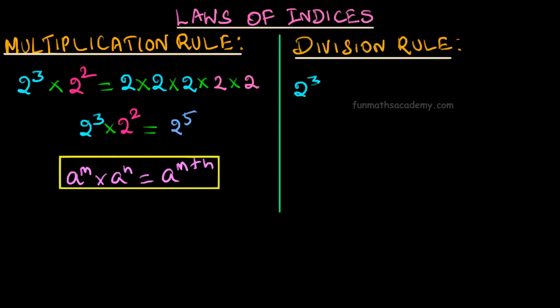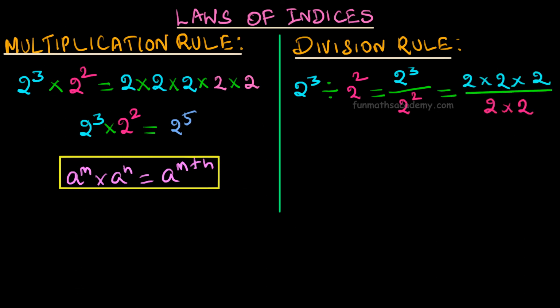Now, let us find out 2 to the power 3 divided by 2 to the power 2. Let us write this in fraction form. We will get 2 power 3 upon 2 power 2. This is equal to 2 times 2 times 2 upon 2 times 2. Now, let us cancel the factors common between the numerator and denominator. So, we get 2 as the answer. So, from this we see that 2 to the power 3 divided by 2 to the power 2 is equal to 2, which is also 2 to the power 1.